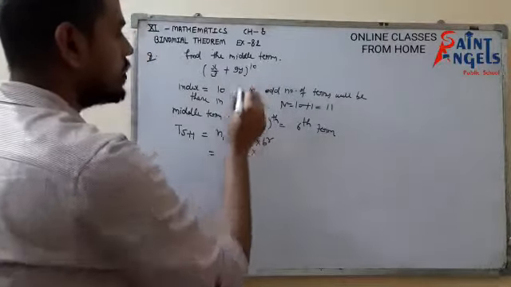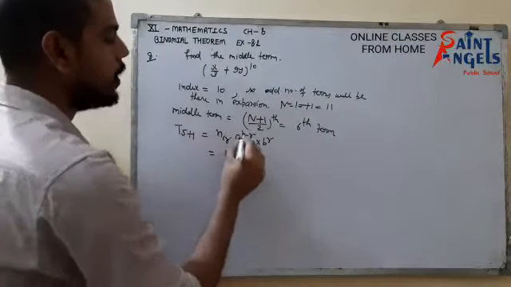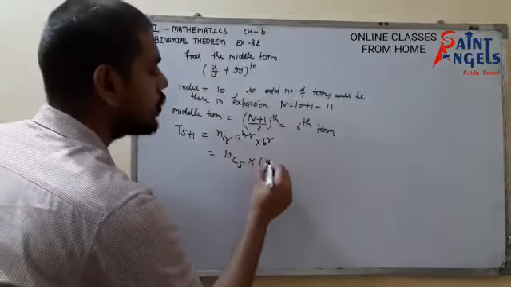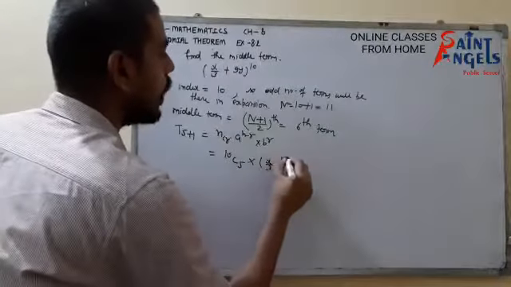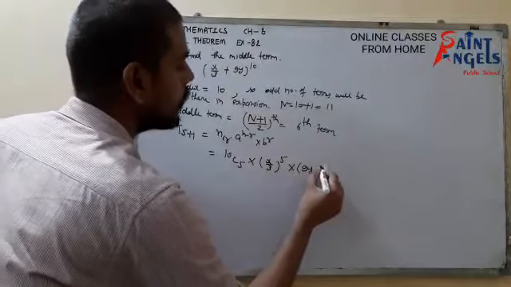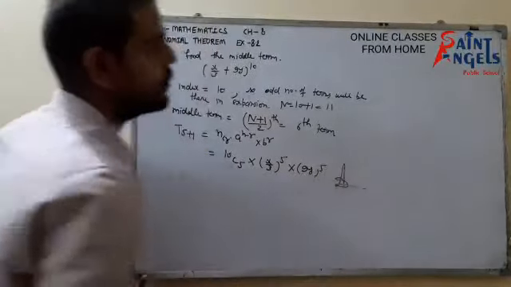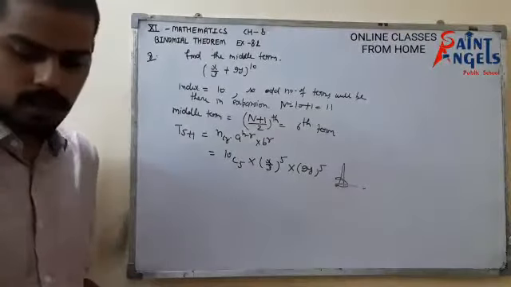So n is 10, r is 5: 10C5 into a, which is (x/3) to the power n minus r, that is 10 minus 5, 5, into b, which is (9y) to the power 5. So that is our middle term. No need to solve it further. It's enough in this form. Okay, I hope it's clear.